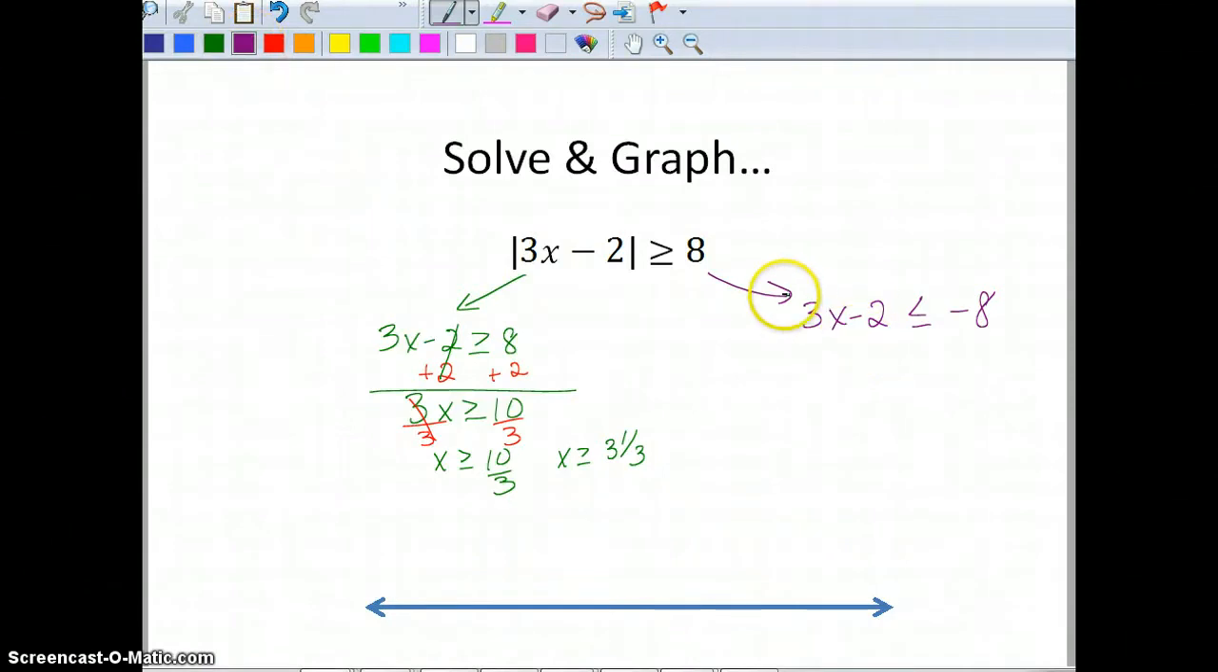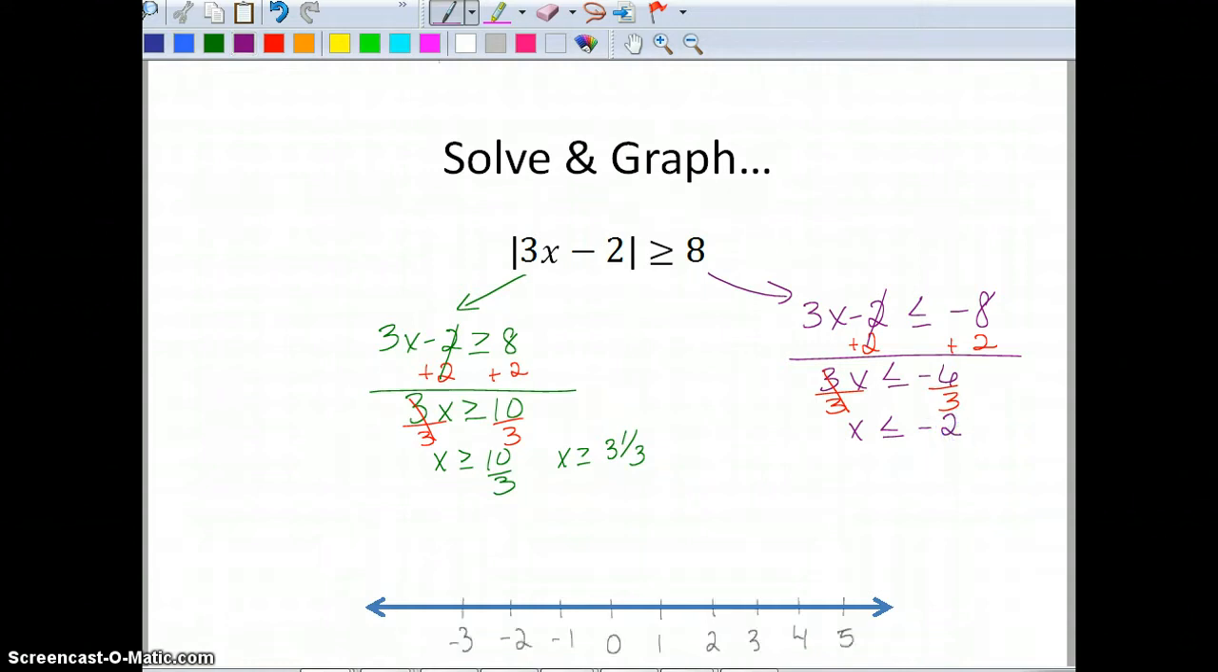Now the next one, I'm going to add 2 to both sides. So now we have 3x is less than or equal to negative 8 plus 2. It's going to give me a negative 6. Divide by 3. So x is less than or equal to negative 2. So my key points are positive 3 1/3 and negative 2.